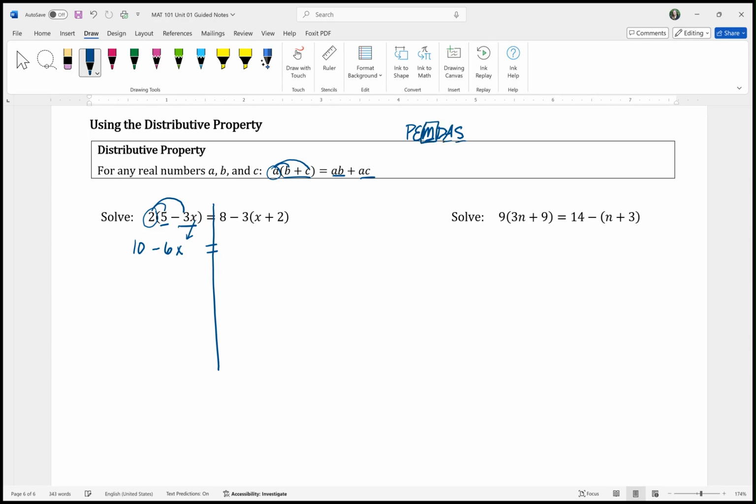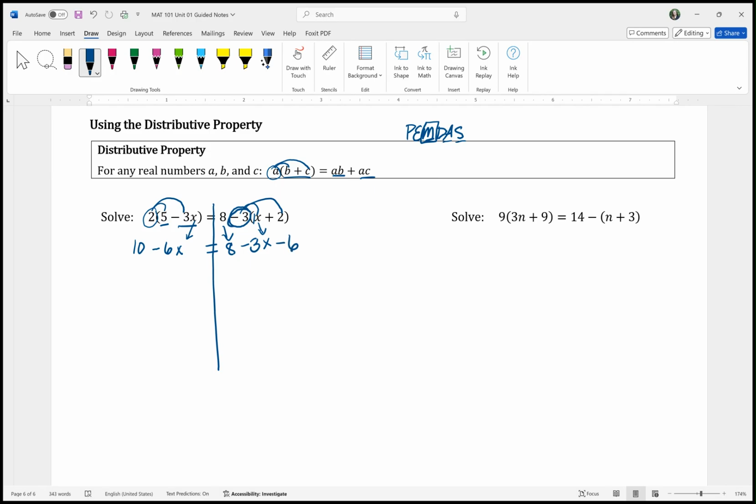So we can't do 8 minus 3. We got to multiply first. So what are we multiplying? We are multiplying negative 3. Don't forget to include the negative sign with your multiplication. So this 8 is going to come down, and now we're going to multiply negative 3 times x, or really a 1 there. Negative 3 times 1 is negative 3. Don't forget to bring down the x. And then negative 3 times 2 is negative 6.